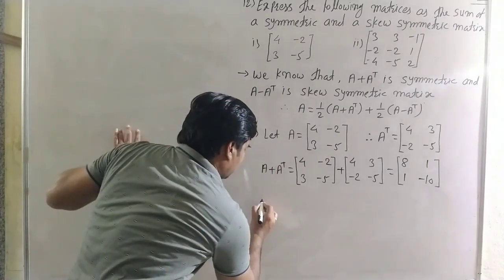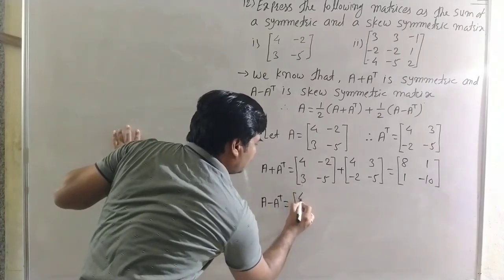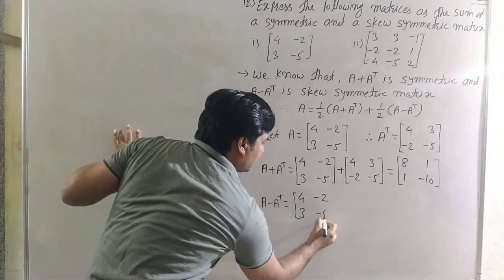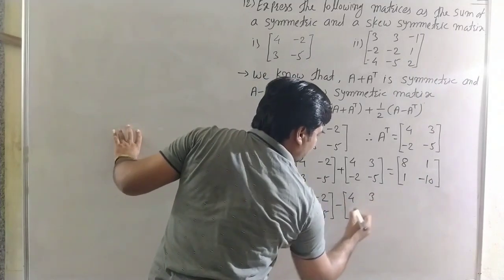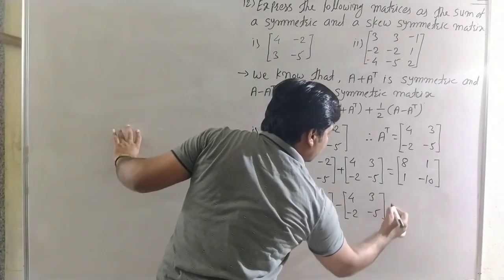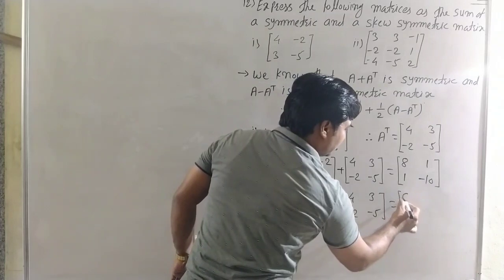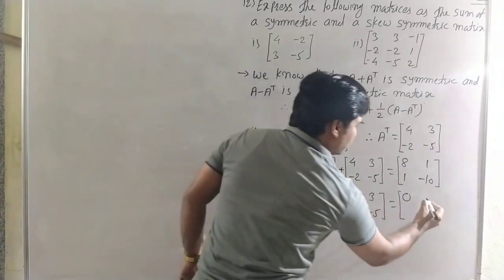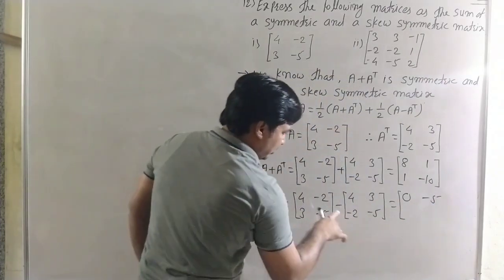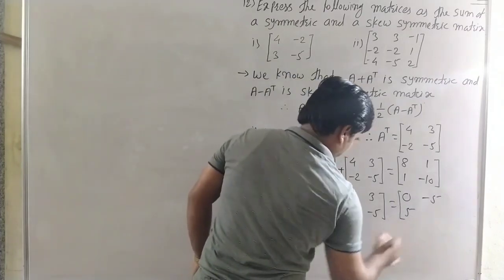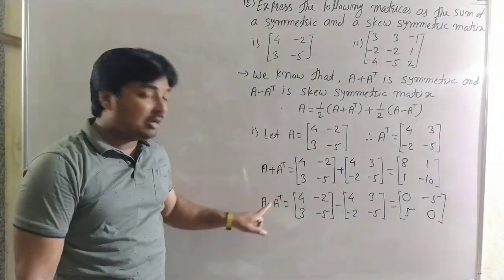Now we find A minus A transpose. A is [4, -2; 3, -5] minus [4, 3; -2, -5]. See carefully the subtraction: 4 minus 4 is 0, -2 minus 3 is -5, 3 minus -2, here it is a plus, therefore 3 plus 2 is 5, and -5 minus -5 is 0. Here it is A plus A transpose and A minus A transpose.